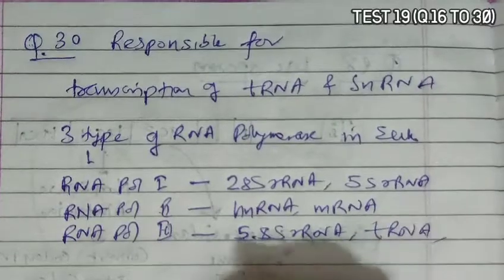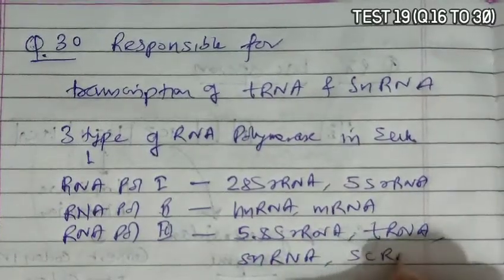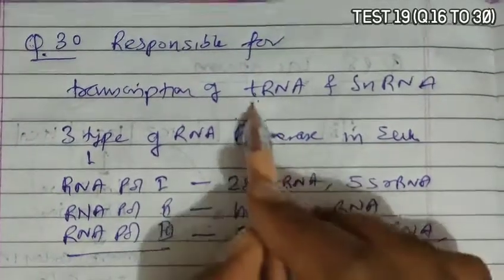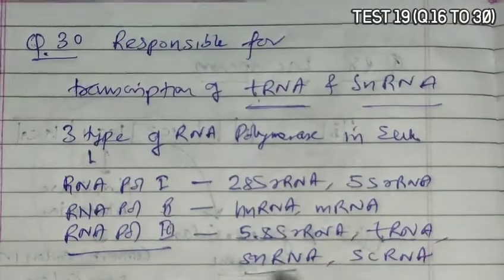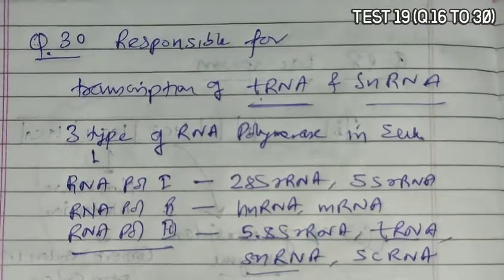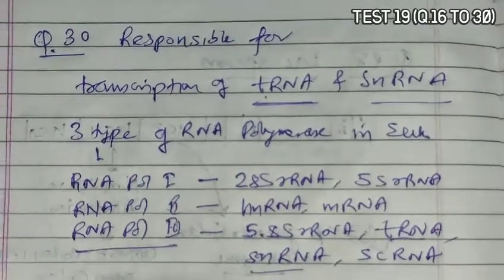tRNA, snRNA, scRNA, that all are synthesized by RNA polymerase 3. Now the question is regarding tRNA and snRNA. So the option C, that is RNA polymerase 3, is the correct answer.